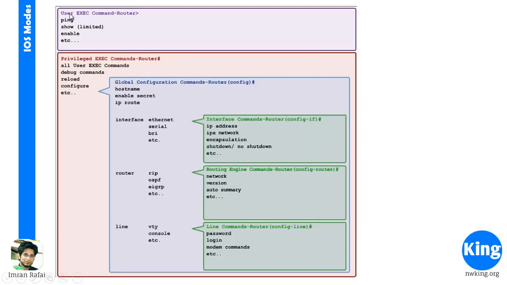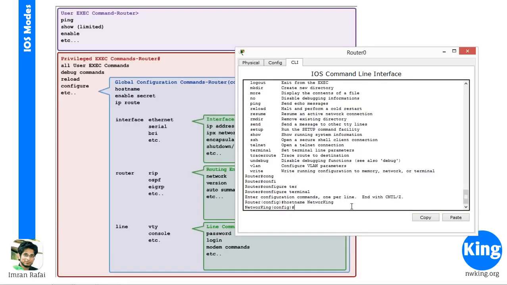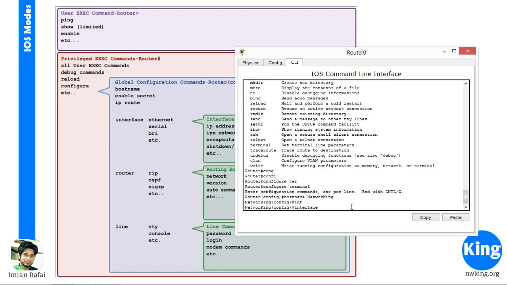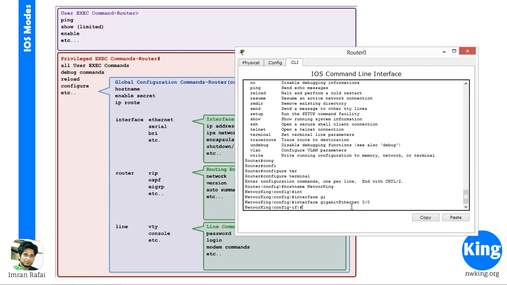So this was the user exec mode, and you could do all these things. Then you go to privilege exec mode, you do all these things. Then you go to global configuration mode, where you can do system-wide changes, or you could go into one of those sub commands, where interface commands, router commands, line commands, and all these things you do at that level, right? So from here you type interface. Let's say you want to configure an IP address for your gigabit Ethernet interface, so you say interface gigabit Ethernet 0/0, and you can configure.